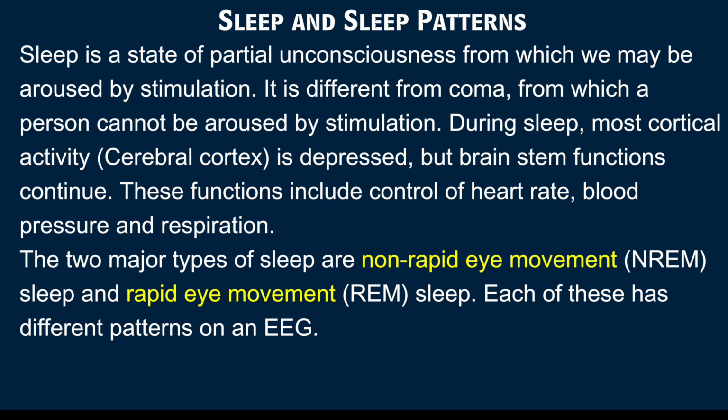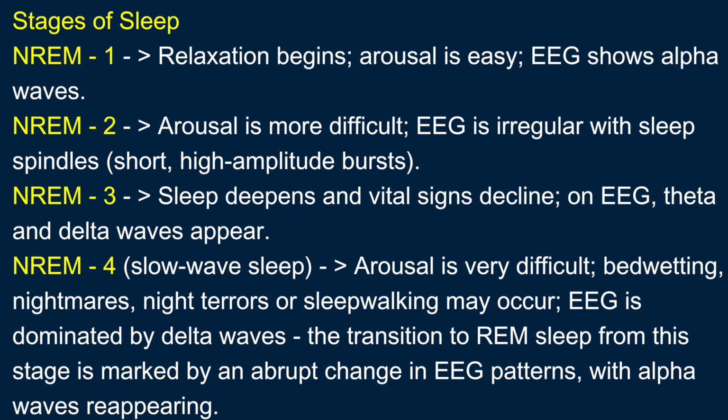The two major types of sleep are non-rapid eye movement sleep and rapid eye movement sleep. Each of these has different patterns on an EEG. Stages of sleep. Stage 1 is non-rapid eye movement. Relaxation begins in this. Arousal is very easy. In this, EEG shows alpha waves. The second one is non-rapid eye movement 2. Arousal is very difficult. EEG is irregular with the sleep spindles, that is short, high amplitude bursts.